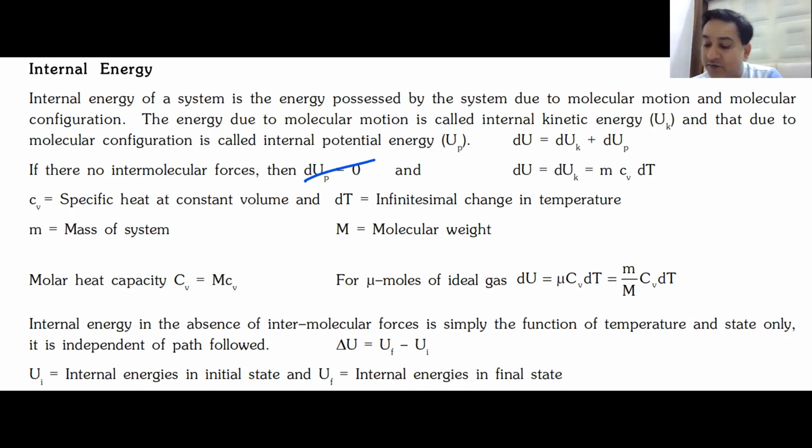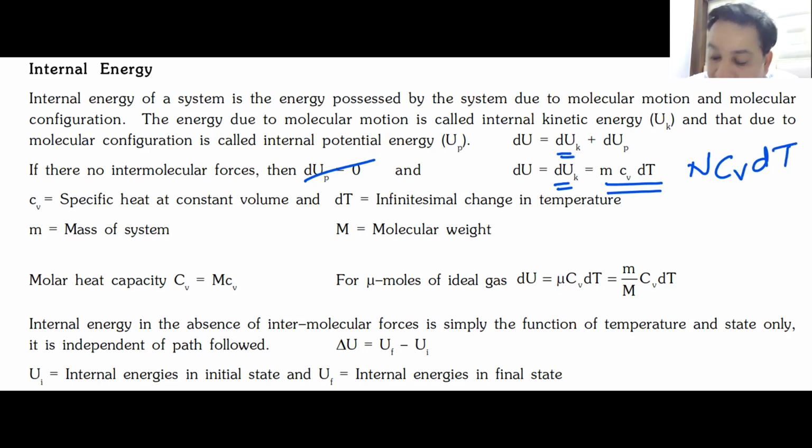So for an ideal gas, we only take the total energy as the kinetic energy, and that is always equal to nCvΔT. The change in kinetic energy is always equal to nCvΔT, where n stands for the number of moles and Cv stands for molar heat capacity at constant volume. Do you know this? Yes or no? Yes, sir. And this is a state variable.